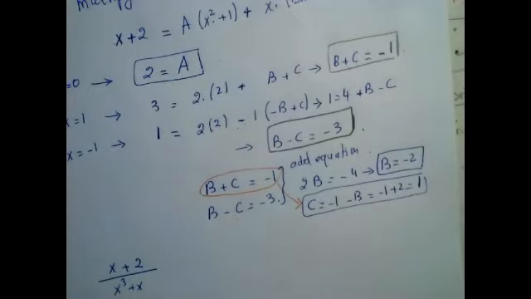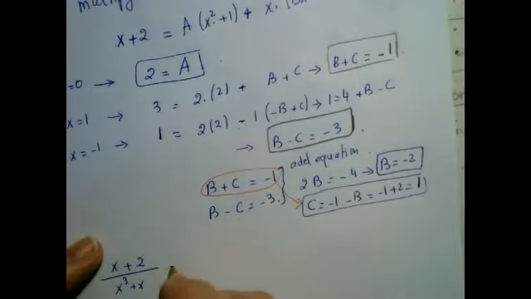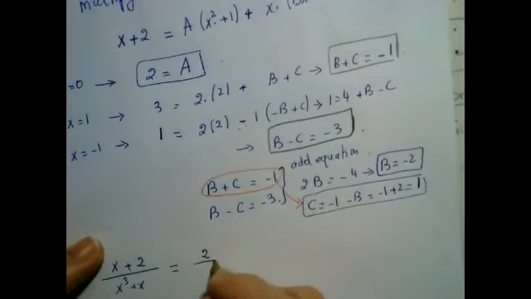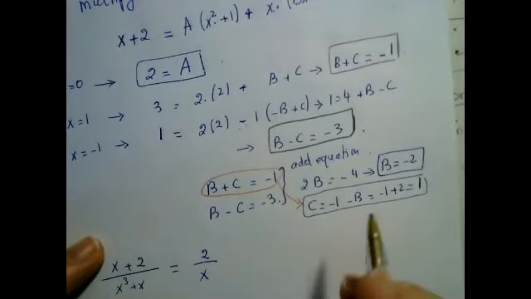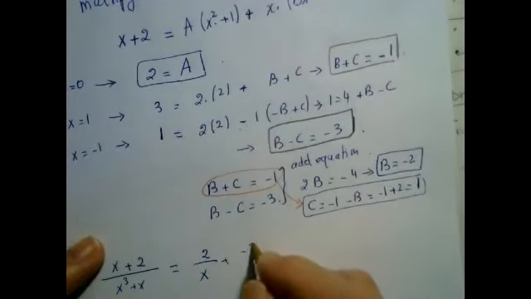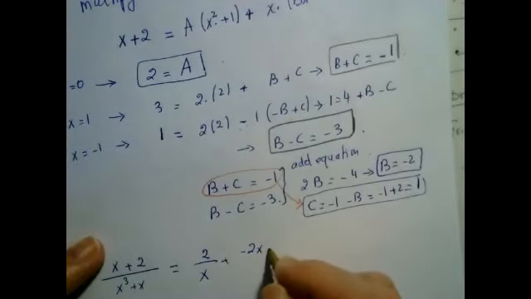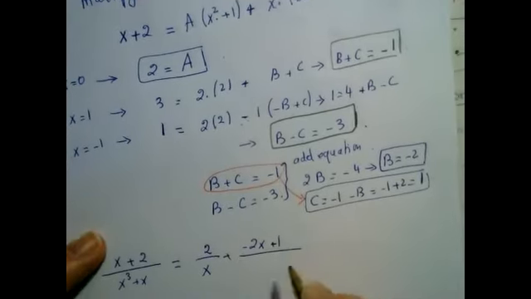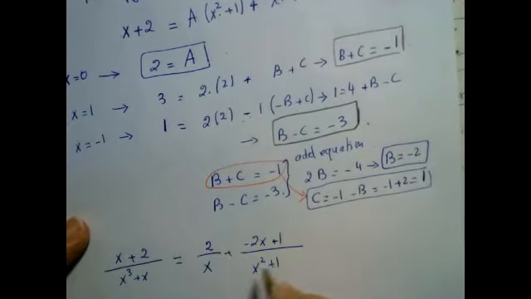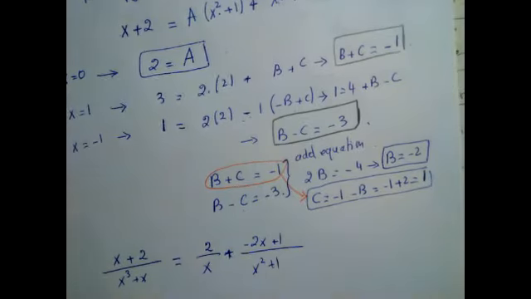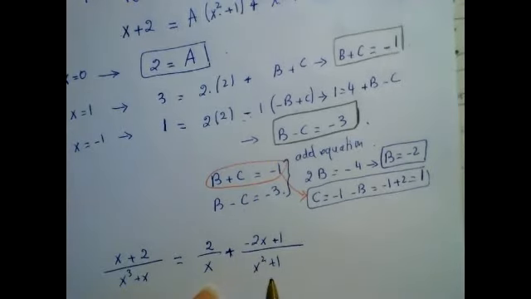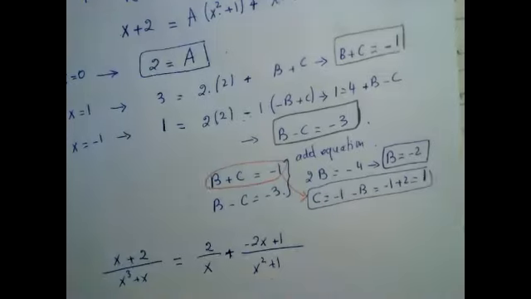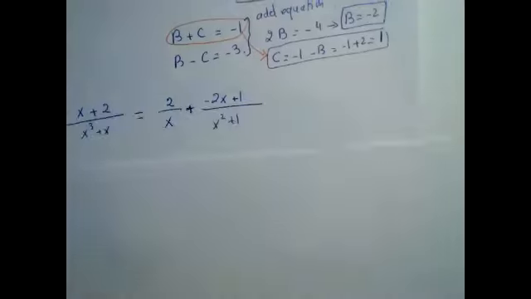Yes, thank you. So this is going to give me A, it's 2 over x. B is minus 2x. C is plus 1 over x squared plus 1. So now my problem is way simpler. I transformed a complicated expression into the sum of simpler expressions. Now I integrate, and we're almost done.